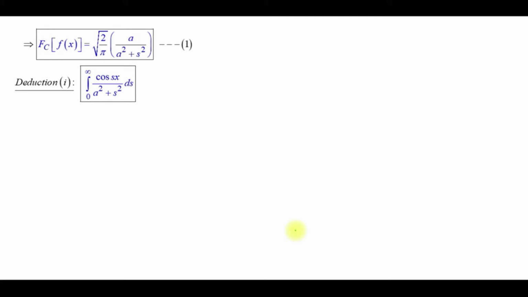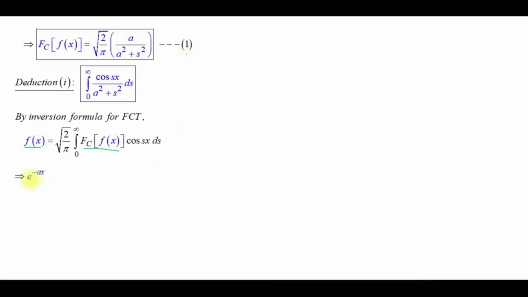So deduction of 1. By the inversion formula for Fourier cosine transform. So what is the inversion formula? f of x equals square root of 2 by pi integral from 0 to infinity of Fourier cosine transform of f of x times cos sx ds. Substitute f of x. What is f of x here? e power minus ax. What is the Fourier cosine transform of f of x, which is given in equation 1? Substituting, e power minus ax equals square root of 2 by pi integral from 0 to infinity of square root of 2 by pi times a divided by a square plus s square, into cos sx ds.